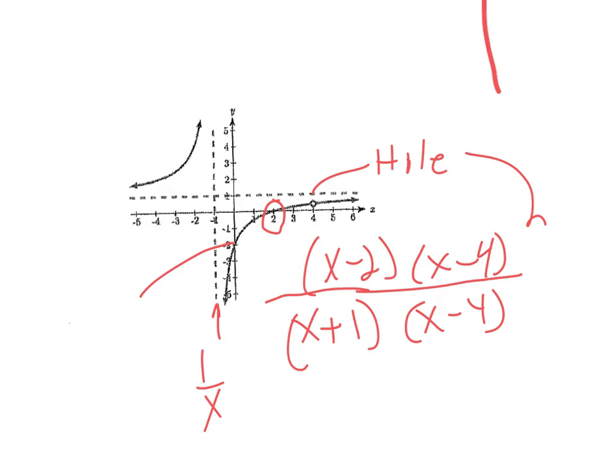Do I have a same power? Yes, I have an x squared over an x squared, so that tells me the horizontal asymptote is going to be 1. I don't even have to write a 1 there.